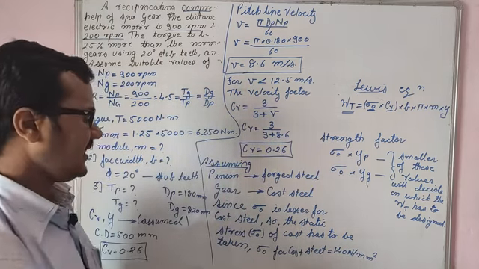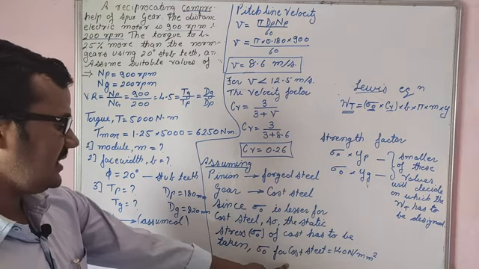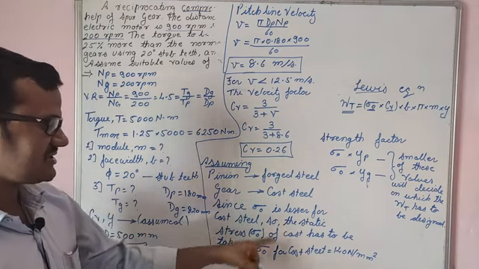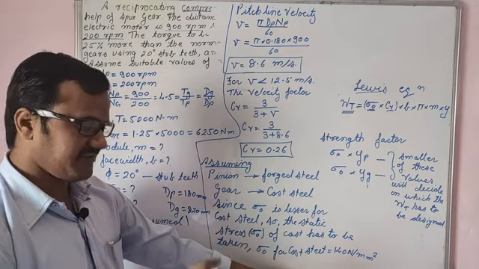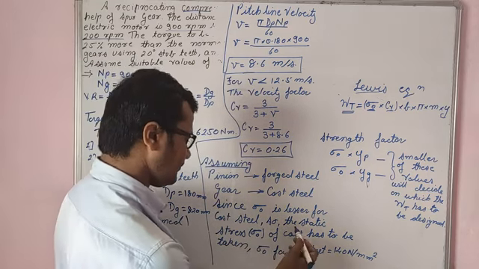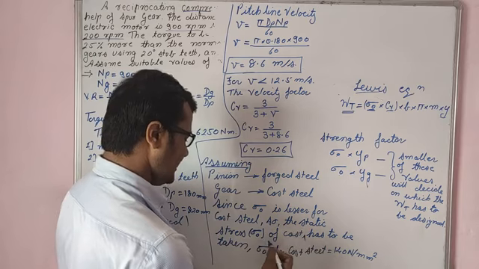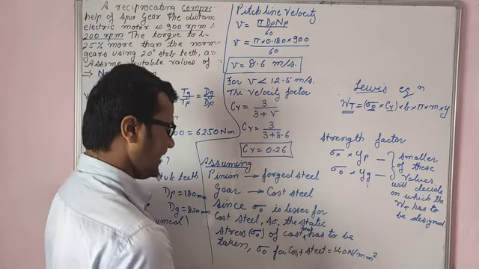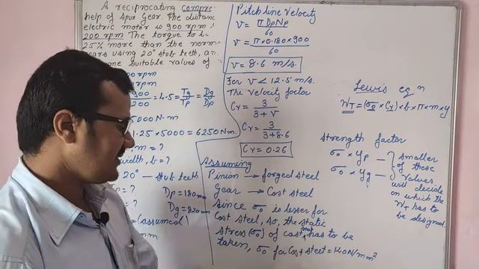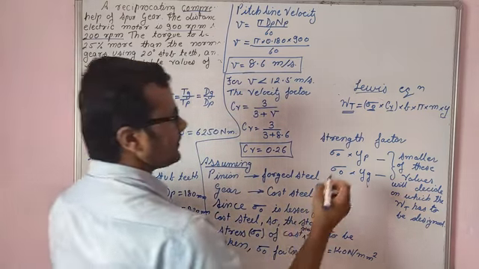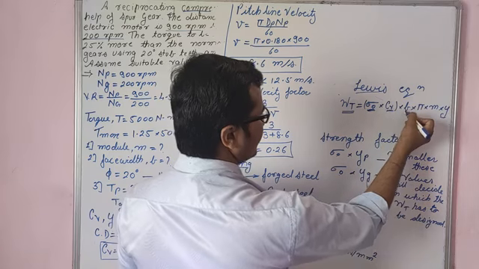Sigma 0 for cast steel. Now this data has to be found from the design data book, right? We have static stress for different types of material. For cast steel, sigma 0 has to be taken, and for cast steel the value of sigma 0 is 140 Newton per mm square. So we have sigma 0, CV, B.